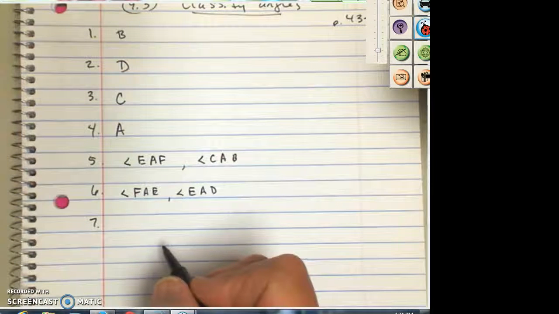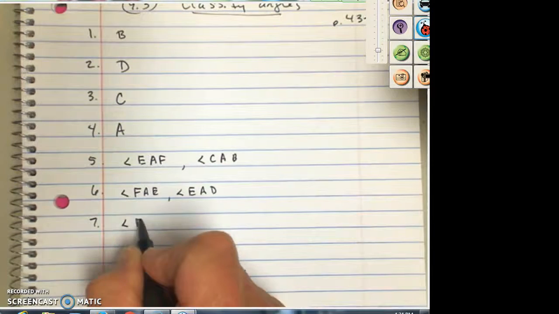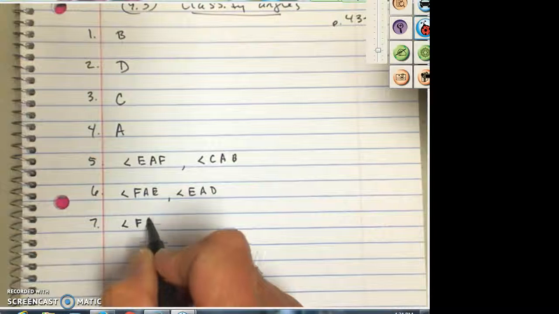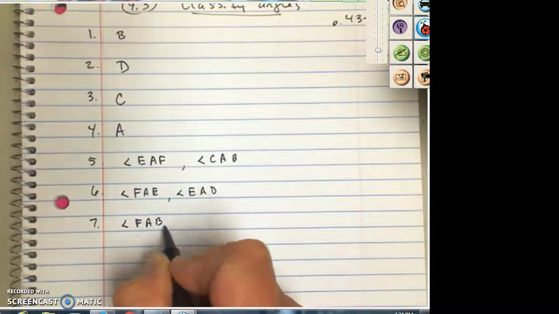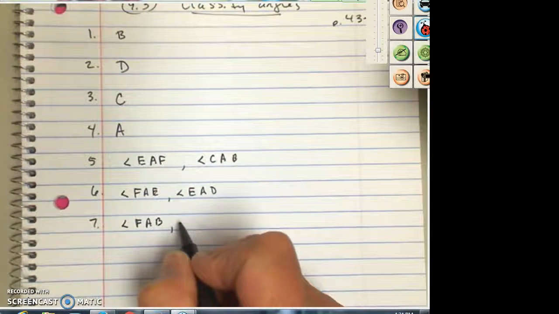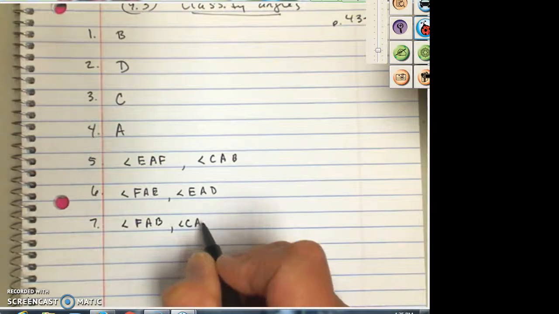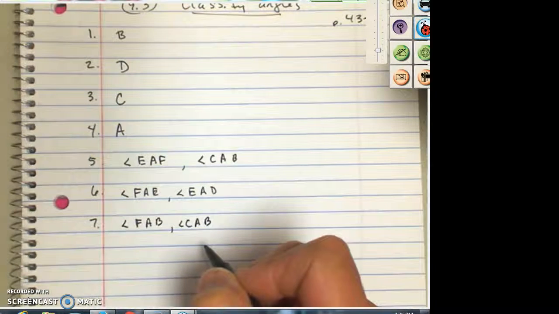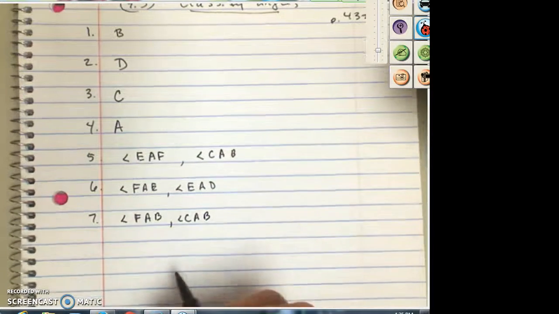Number 7, it says name a pair of supplementary angles, two angles that add up to 180 degrees. Take a look at our drawing. We can see that angle FAB is supplementary to angle CAB. And those two angles put together equal 180 degrees.